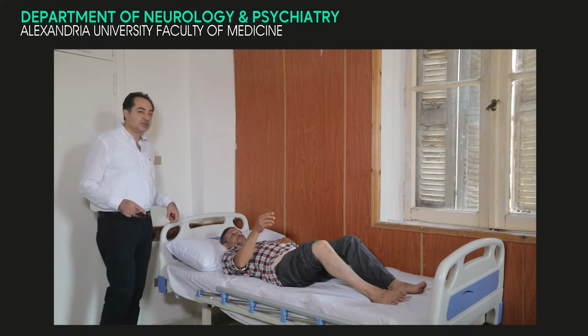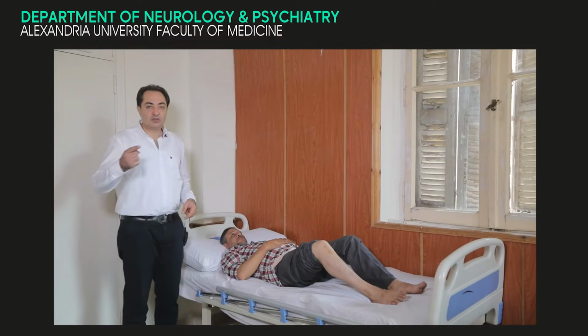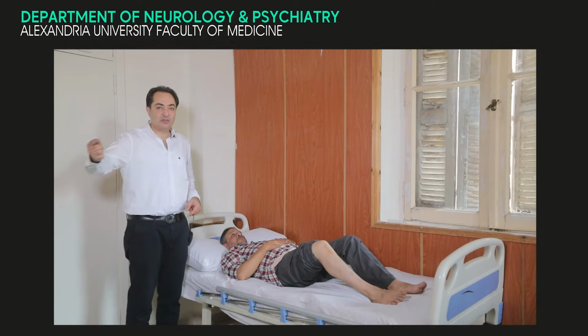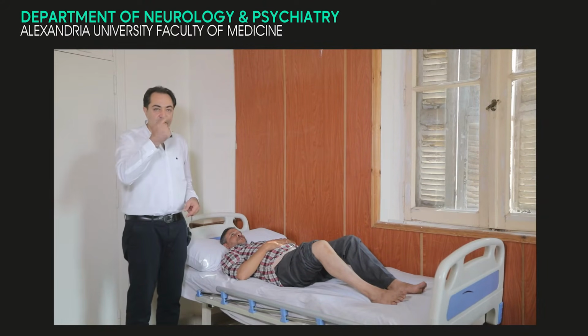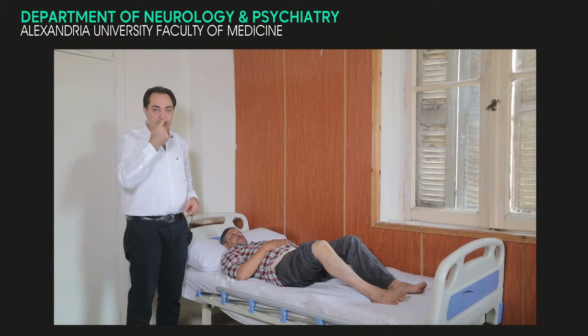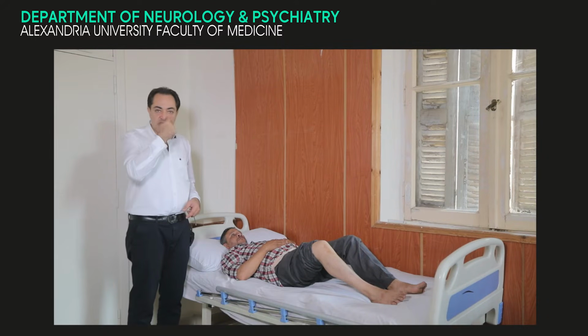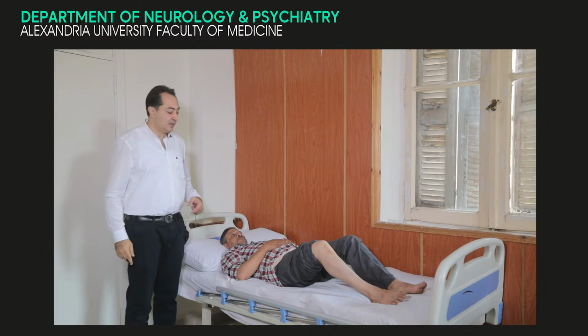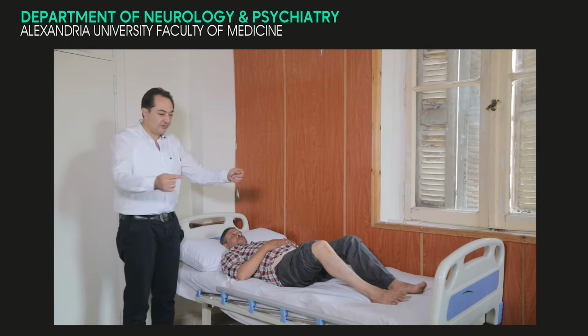This is a normal finger to nose test, but when abnormal, the patient starts to have intention tremors at the end of this, and he may have past pointing or pre-pointing. This is called dysmetria, or he cannot touch the intended point. He goes after or before, past pointing or pre-pointing. Then ask him to do the finger to finger.